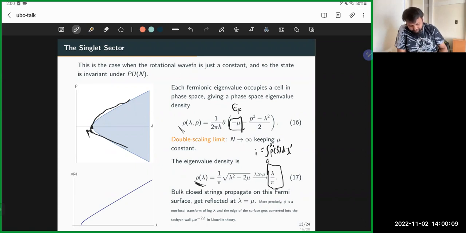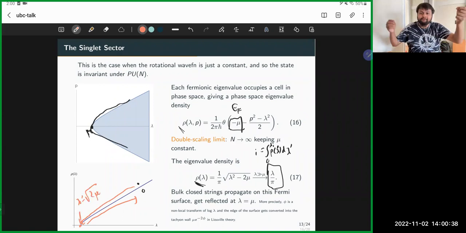So bulk closed strings propagate on this Fermi surface. A bulk closed string is really just you form a hole and you excite one eigenvalue, and then it goes here, hits, and then comes back. This is what a bulk closed string does. And what you find is that this point here is lambda equals root 2 mu, because the S matrices in the bulk string theory are non-analytic in this mu parameter. This mu parameter is the same parameter that I mentioned in Sine-Gordon: in Sine-Gordon theory, the mu e to the minus 2 phi term cut off the unstable direction of Liouville.